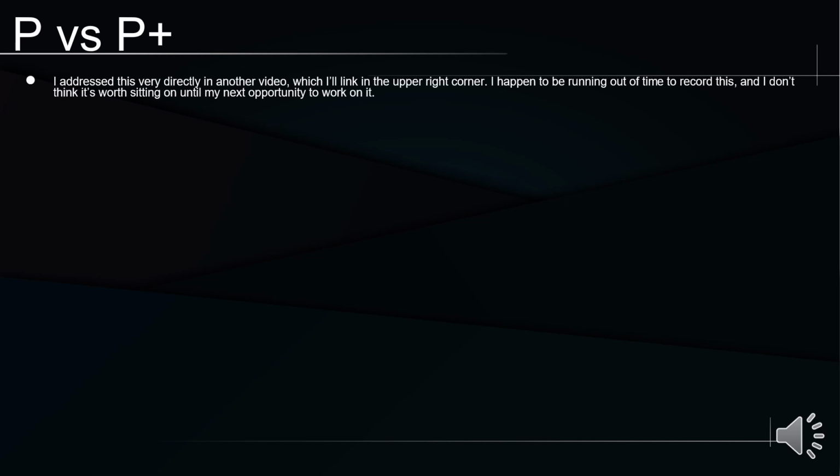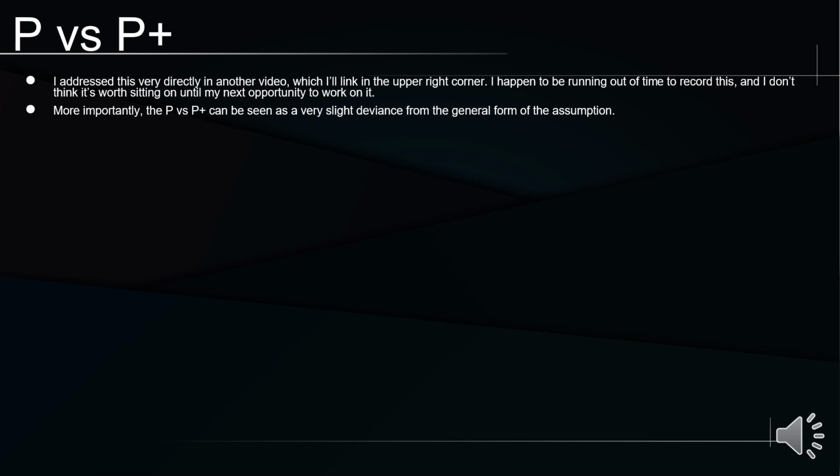This now brings us into our final category, which is P versus P plus. And I have addressed this pattern very directly in another video, which I will try to remember to link you guys to in the upper right corner. I happen to be out of time to record this particular video, and I don't think it's really important enough to be sitting on this video until my next opportunity, which is who knows when. So yeah, just in the interest of getting this video out and being a little bit lazy, I don't have time to actually hunt for a specific example of this. I could probably find one, but eh. I'll just give you an alternative, which is what I'll discuss in a second here.